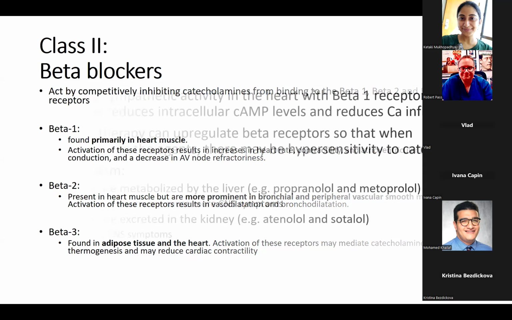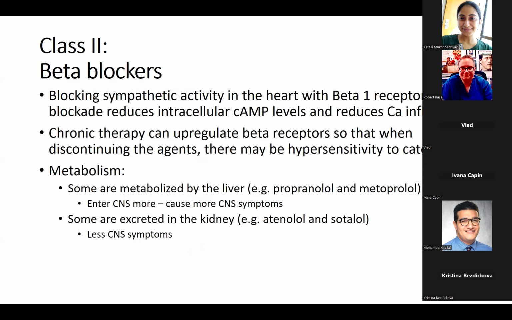Okay. So blocking sympathetic activity in the heart with the beta 1 receptor reduces intracellular cAMP levels and reduces calcium influx. That's the mechanistic manner in which they work. And interestingly, chronic therapy with beta blockers can upregulate beta receptors so that when you discontinue the agent, you can have hypersensitivity to catecholamines and have pounding of the heart, elevation in blood pressure. Some patients even develop headaches when you rapidly discontinue them. So you have to be careful with that, particularly at high dose.